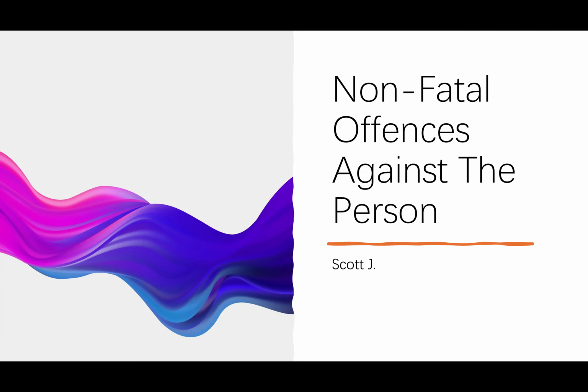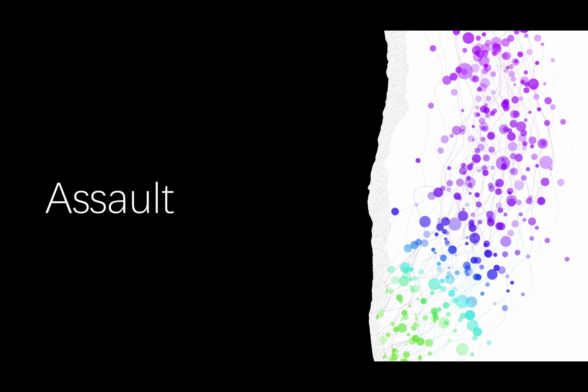So let's have a look at this. Now, for the non-fatal offenses against a person, what we're really looking at is things like battery, assault, wounding with intent, grievous bodily harm, assault occasioning grievous bodily harm, those offenses, right?